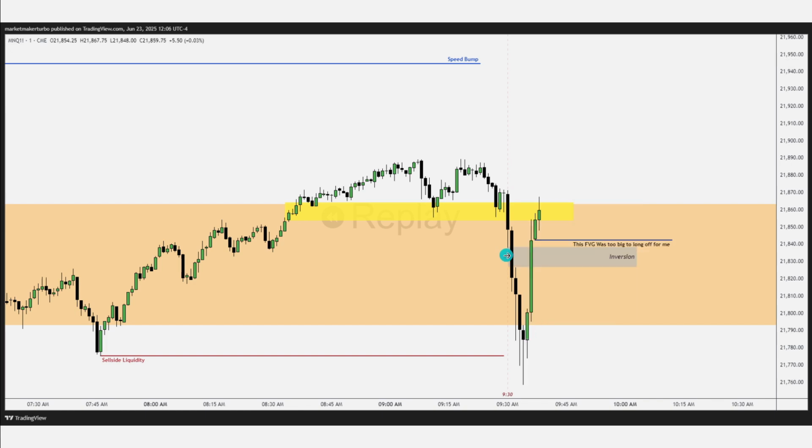As you can see, price trades straight through that fair value gap with no respect of it at all. So that is the confirmation that this buy side liquidity pool is now the next draw. Now, when it gets there, does it want to reach to that high? That's the question you need to ask yourself, because now this fair value gap here is turning into an inversion. So now we put in a big fair value gap, but for me, this was too big to take at the time. I don't want to long off that because the R is not worth it.